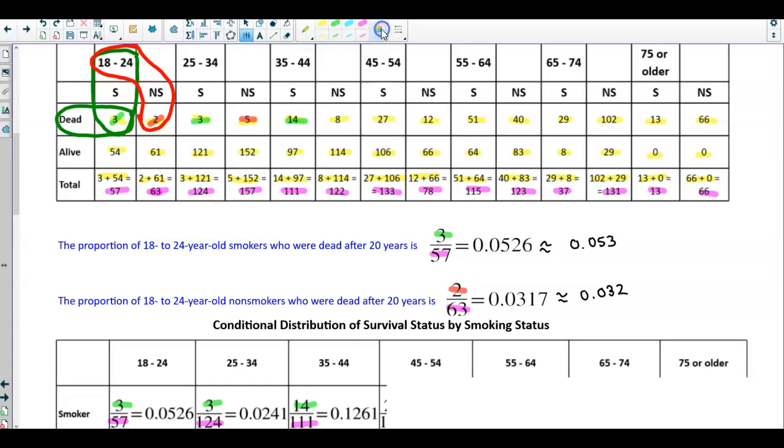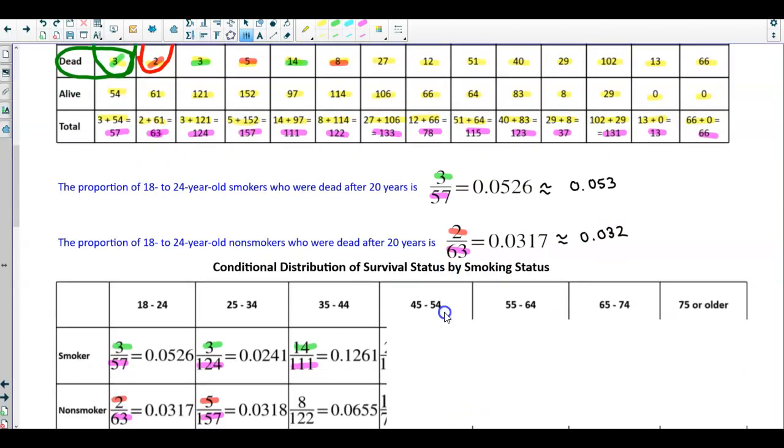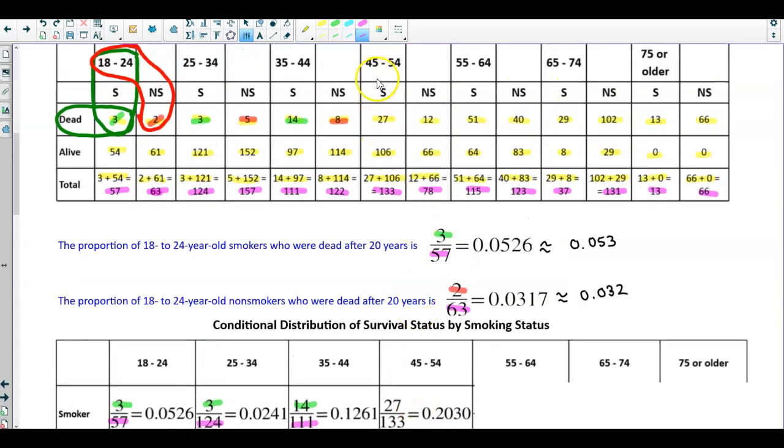Okay, next, we're now going to find out the non-smokers of that age group that are dead, and we can see that that represents the number 8. So we're going to take that value of 8 and then divide it by the total in that column, which is 122, and that gives us 0.0655. Okay, let's take a look at the next age group. The next age group is 45 to 54, and we can see that the smokers who are dead for that age group is 27. And then we're going to divide it by the total in that column, which is 133, to give us 0.2030.